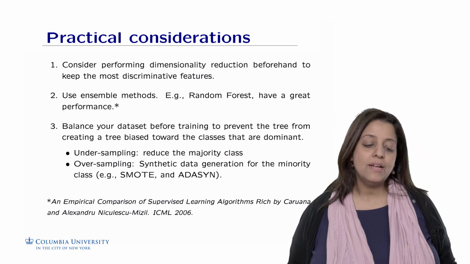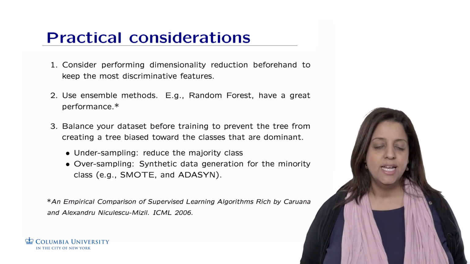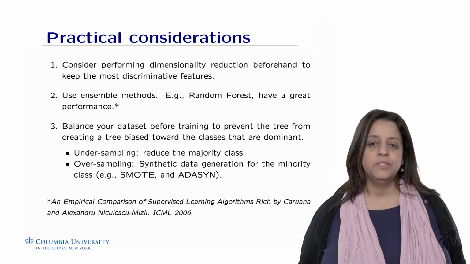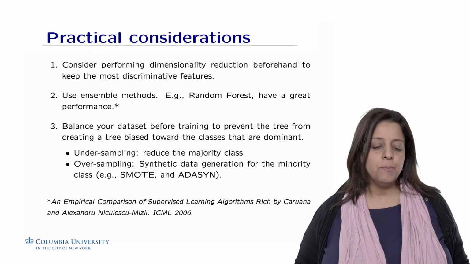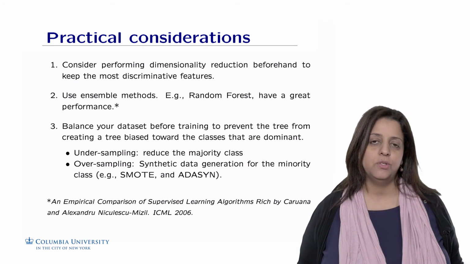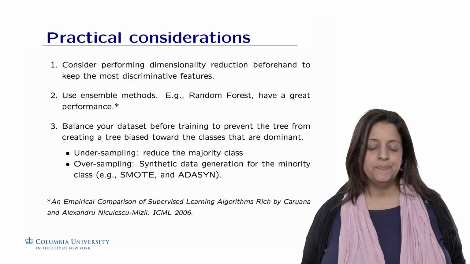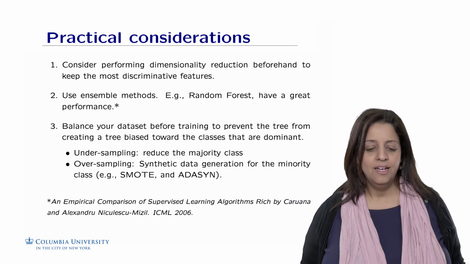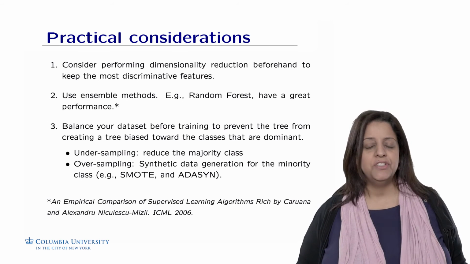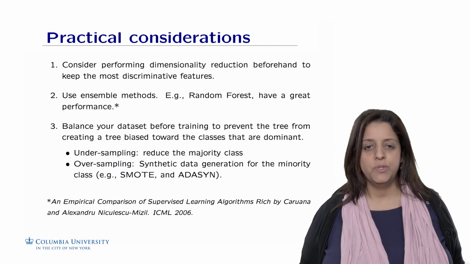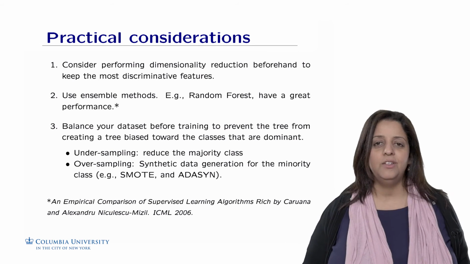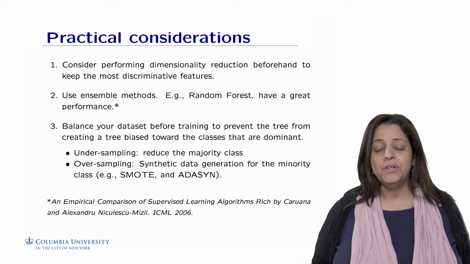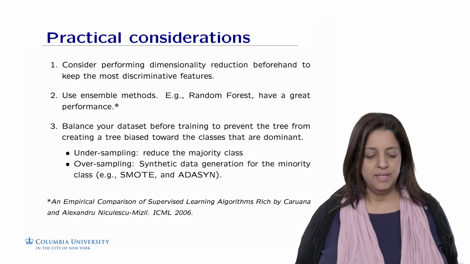Here are now some practical considerations when you use decision trees in your applications. So first of all, consider performing dimensionality reduction beforehand to keep only the most discriminative features, the most important features that have a relationship with the label. We have seen, for example, that the visa status has nothing to do with the decision of hiring an applicant. So it's best to remove it from the beginning and avoid doing the calculations with this feature. You could imagine if you have 10 or 20 or 30 features of this kind, you gain lots by just removing them from the beginning.